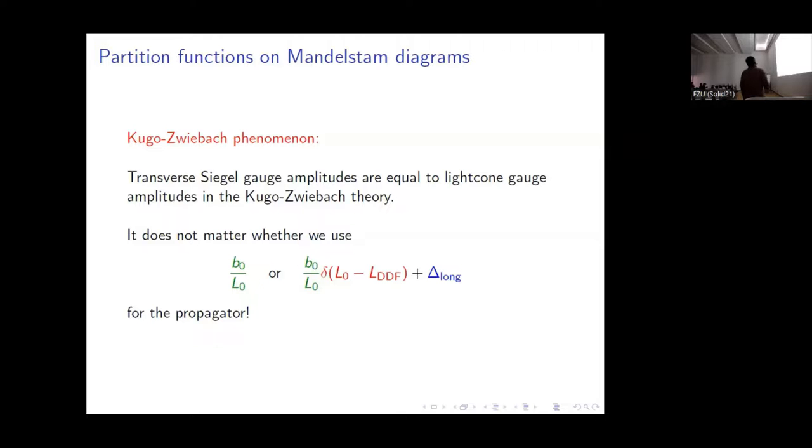The Kugel-Zwieback phenomenon is an observation, given in an appendix of a paper by Kugel and Zwieback where they discuss this covariant theory with light cone vertices. They observed that if you compute transverse but off-shell Siegel gauge amplitudes in the Kugel-Zwieback theory, it's the same as computing light cone gauge amplitudes in Kaku and Kikkawa's light cone string field theory. So that means that in the Kugel-Zwieback theory, if you're considering transverse amplitudes, it does not matter whether your propagator is the Siegel gauge propagator or the light cone gauge propagator. This is a rather funny phenomenon because these are quite different operators.